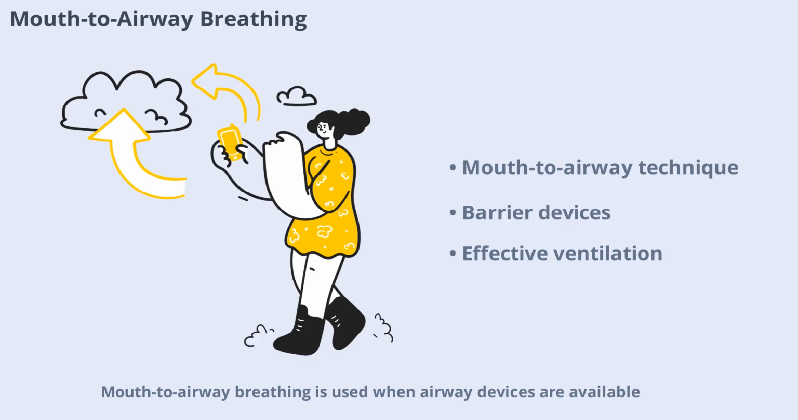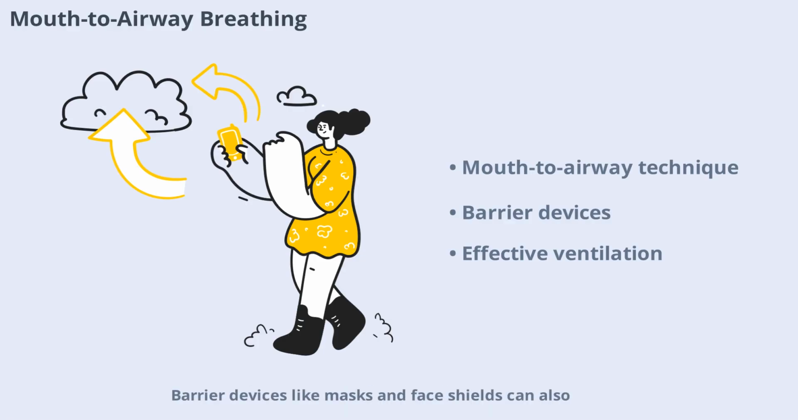Mouth-to-airway breathing is used when airway devices are available. Open the airway with the triple maneuver. Close the victim's nostrils and give 2 slow breaths, each lasting 1 to 2 seconds. This ensures good chest expansion and reduces the risk of gastric distension. Barrier devices like masks and face shields can also be used to protect the rescuer and provide effective ventilation. Let's look at how these devices work.